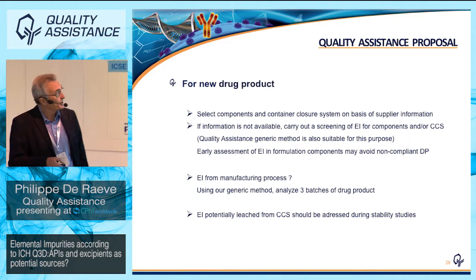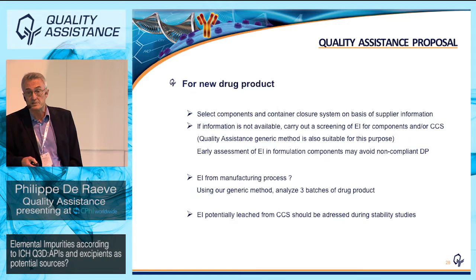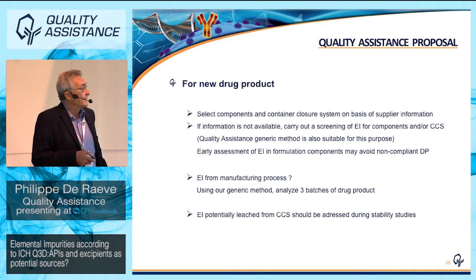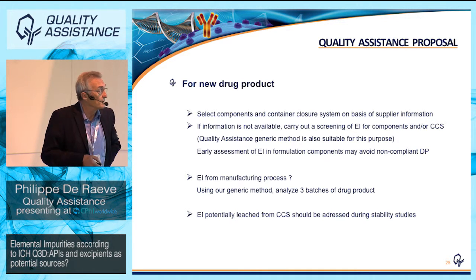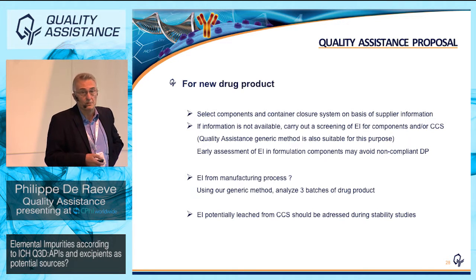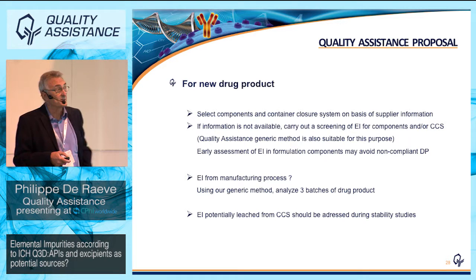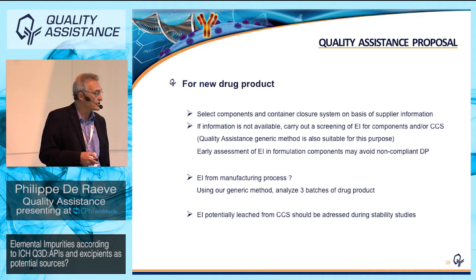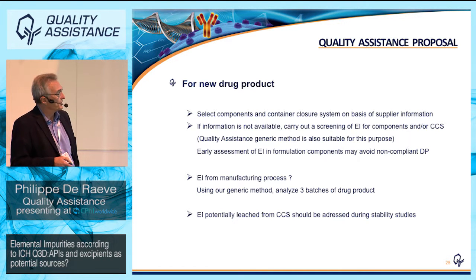For a new drug product, try to select the component and the container closure system on the basis of the supplier information. If such information is not available, once again, you may have to carry out a screening of elemental impurities, and our method is also suitable for that purpose. Remember that early assessment of elemental impurity in the formulation will avoid non-compliant drug product.